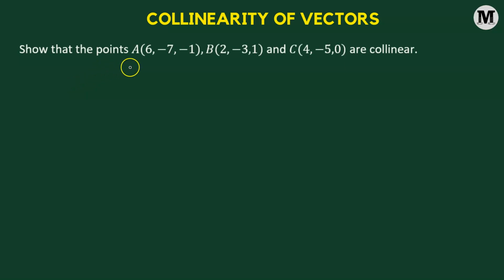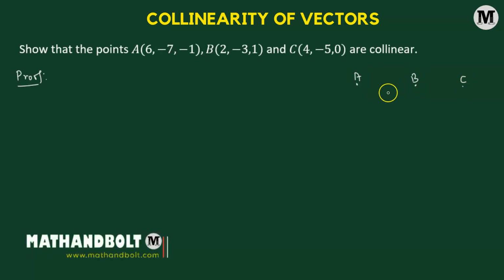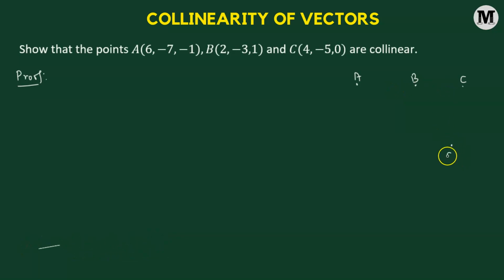So in this problem, we need to show that the points A, B, and C are collinear. Okay, let us begin. Now here we have the points A, B, and C. The coordinates of these 3 points are given to us. So what we'll do, we'll consider some point O, which is going to be the origin of some coordinate system.